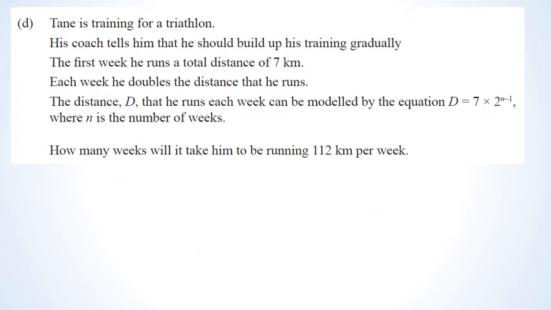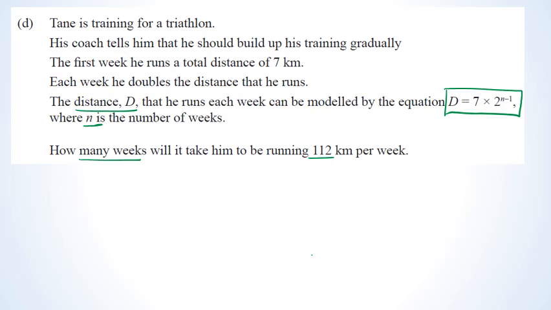So with this question, we got someone that's training for a triathlon. There's a whole lot of stuff here. You can pause and read if you want, but I'm more interested in this part right here, which is the equation that's actually been given to us. Now, D is actually standing for the distance, and N stands for the number of weeks. And the question is asking how many weeks will it take him to be running 112 Ks per week.